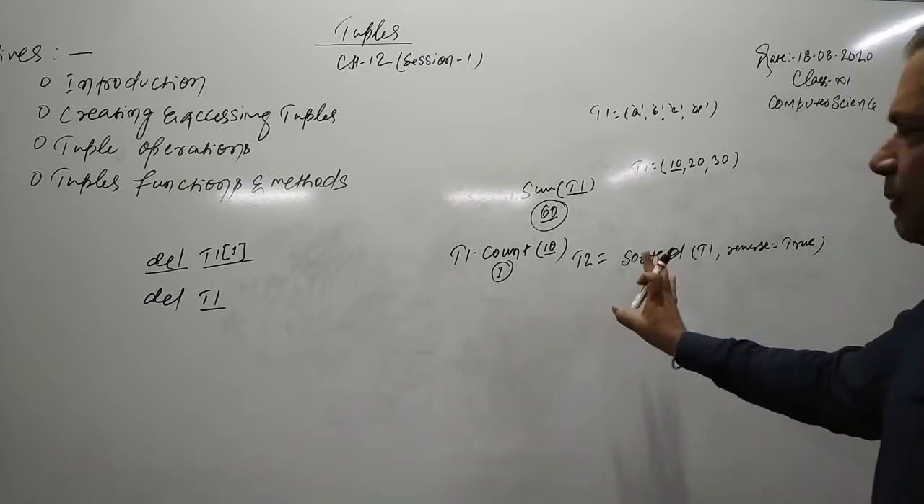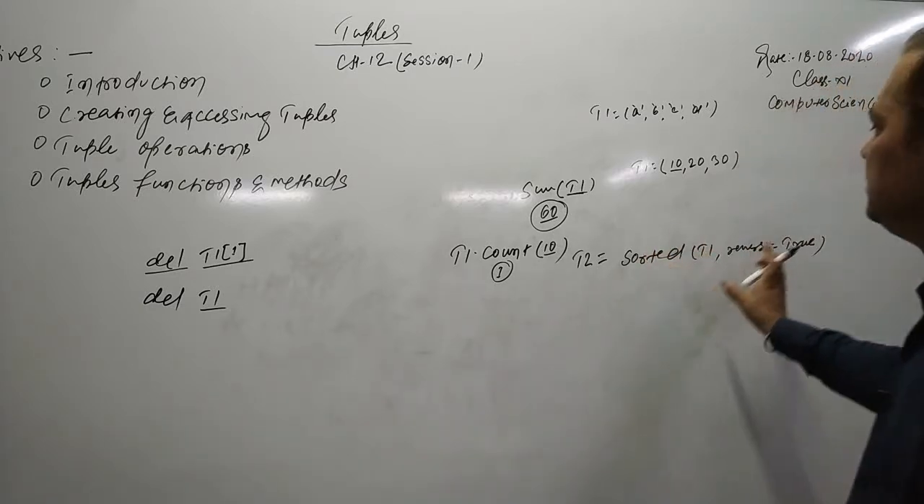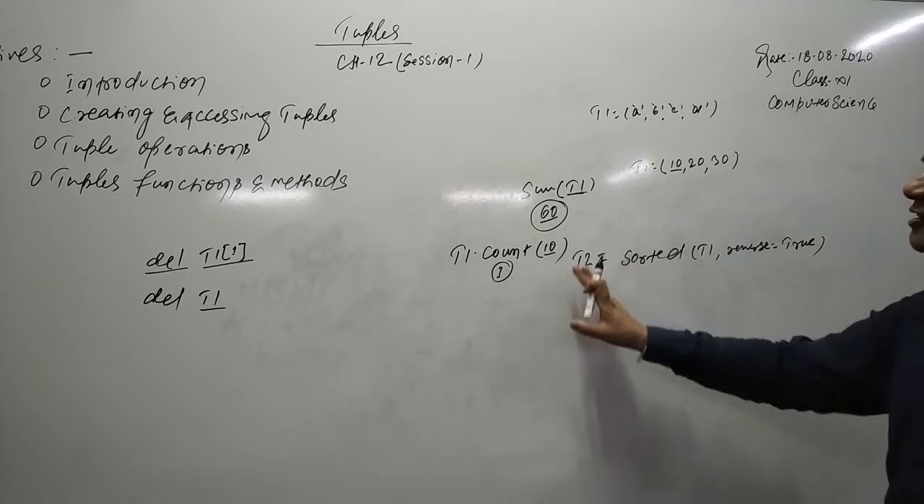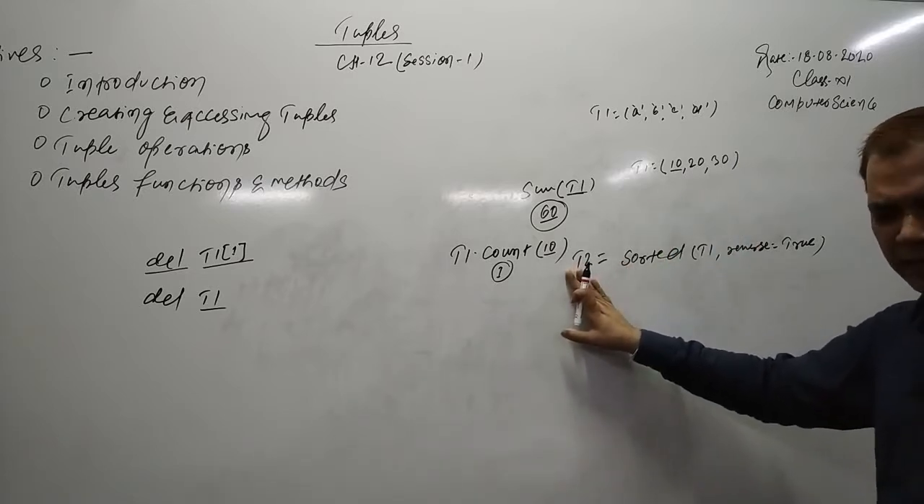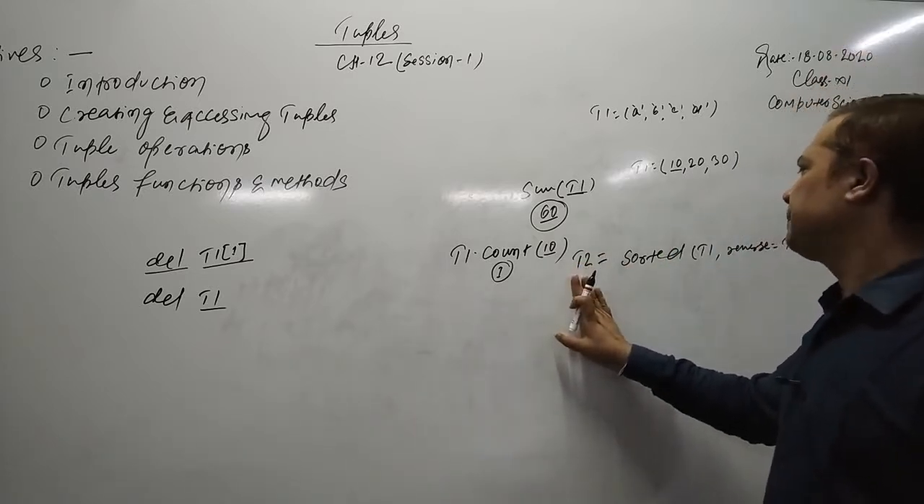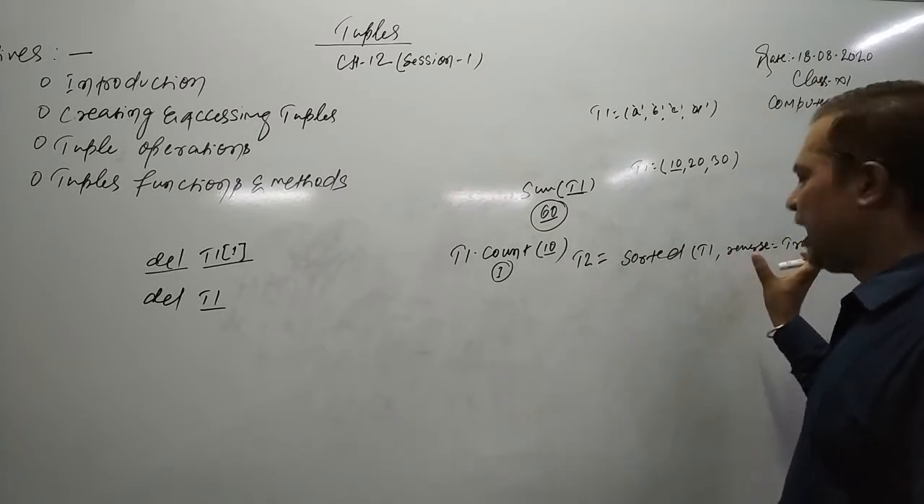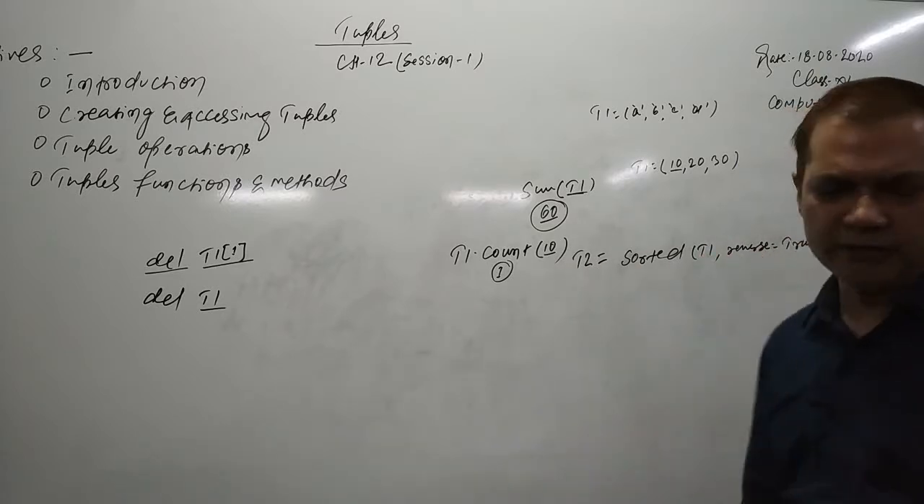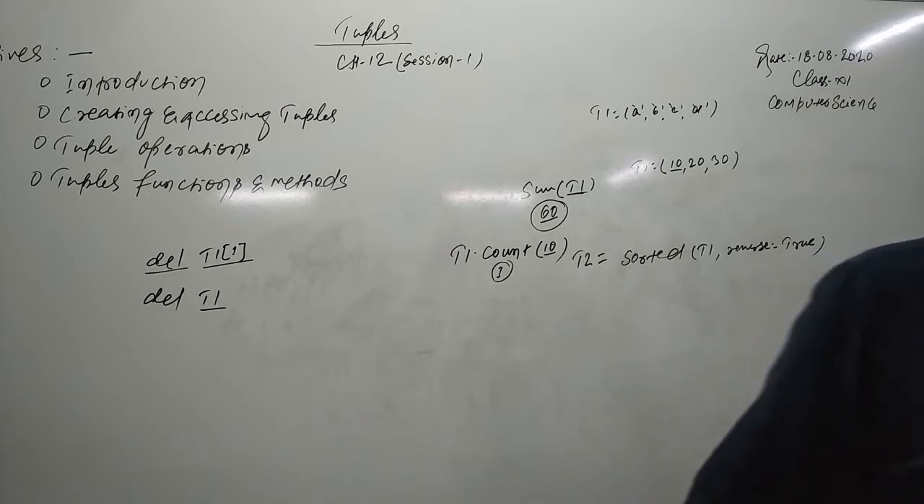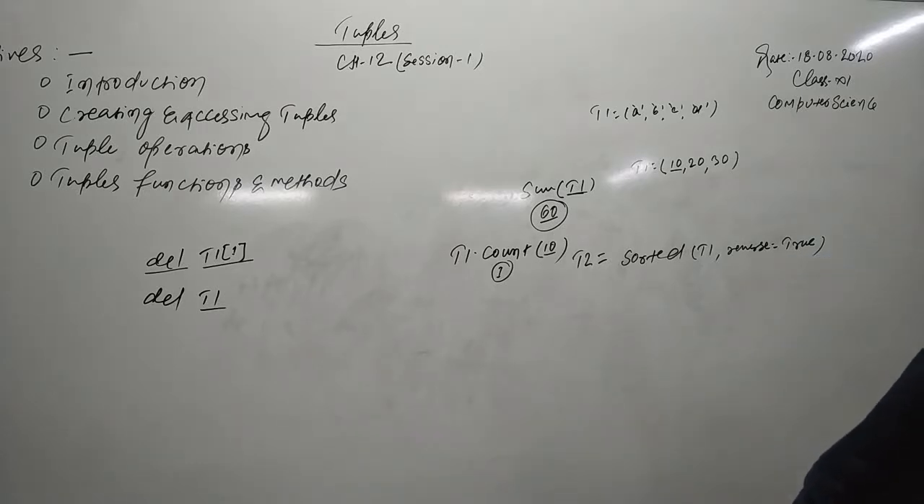This method of tuple helps us to sort the data of a particular tuple, return the sorted data, and store it in a variable. Here T2 is a tuple which will hold the data returned by the sorted method. So sorted simply sorts out the data that you have.